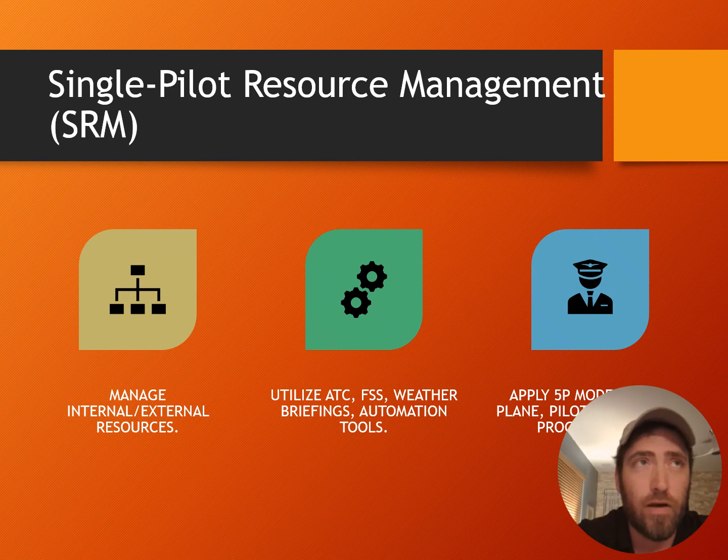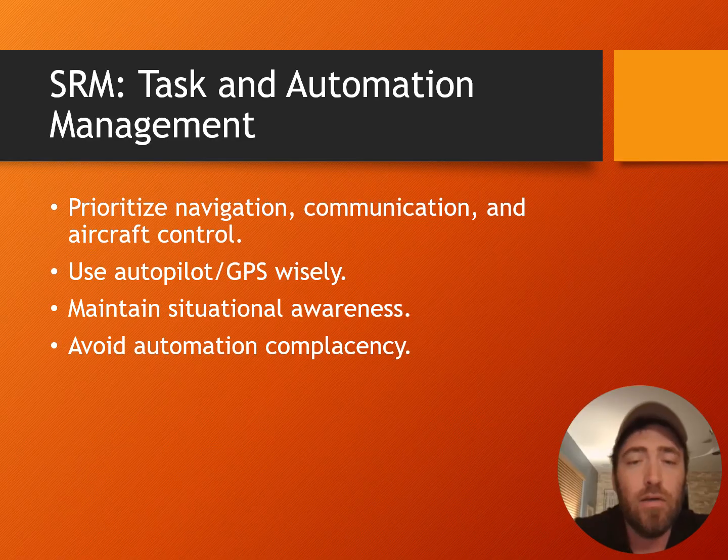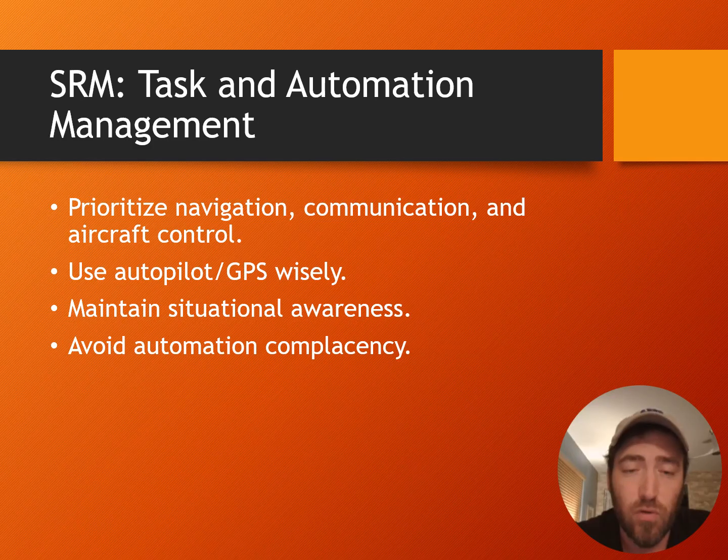Definitely gonna either file this flight plan VFR or pick up some flight filed IFR, maybe pick up some flight following along the way. Check out the weather briefings, make sure that any sort of automation that we have available to us, that we're using it. And then also definitely want to apply our 5 Ps, which is important for single pilot resource management. So as far as task and automation management, we want to prioritize navigation, communication, aircraft control.